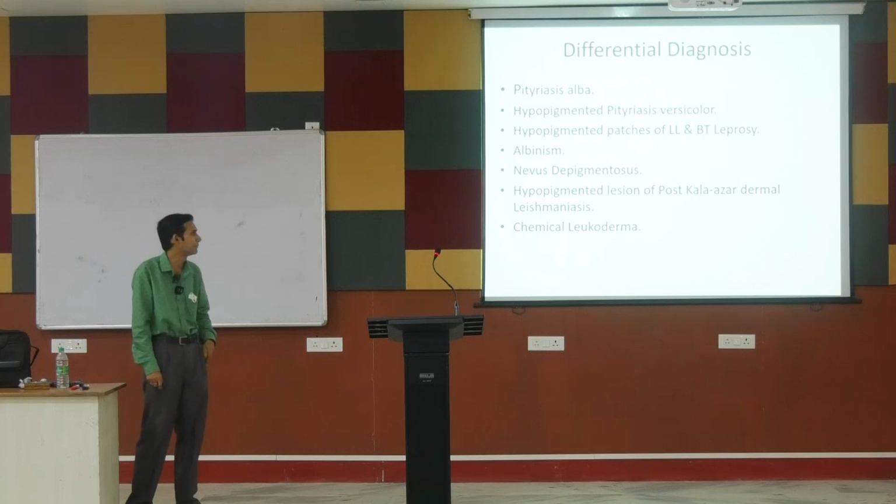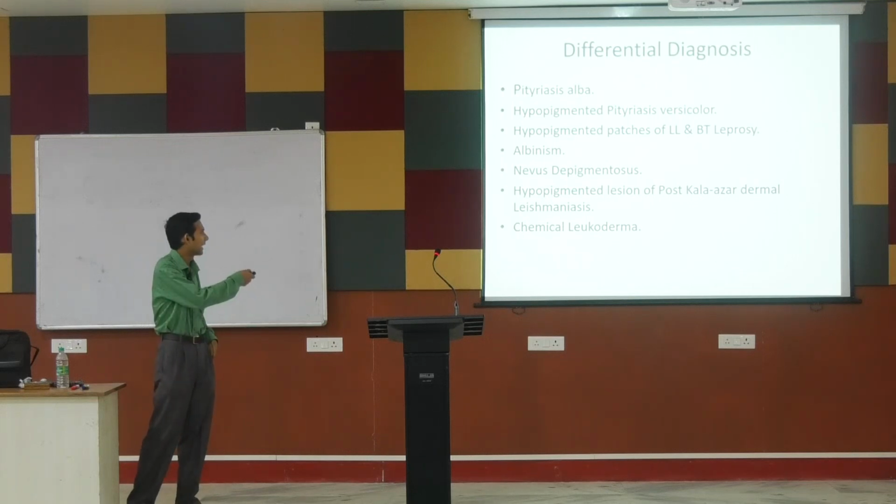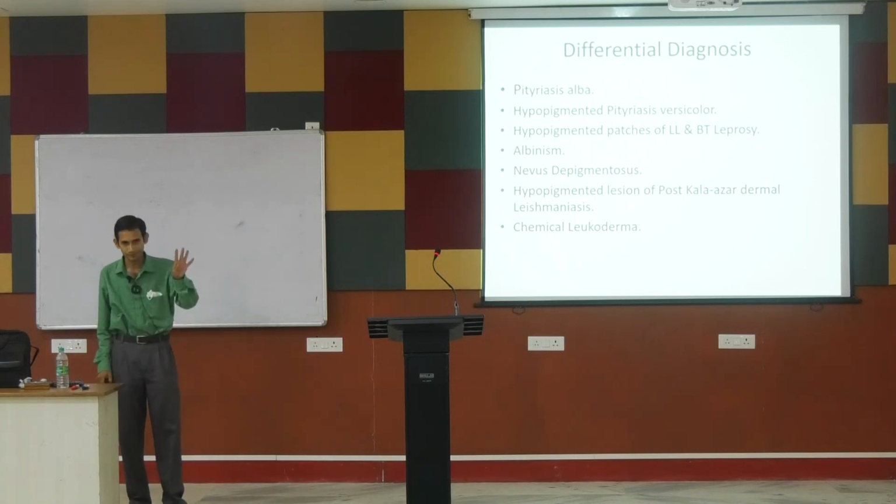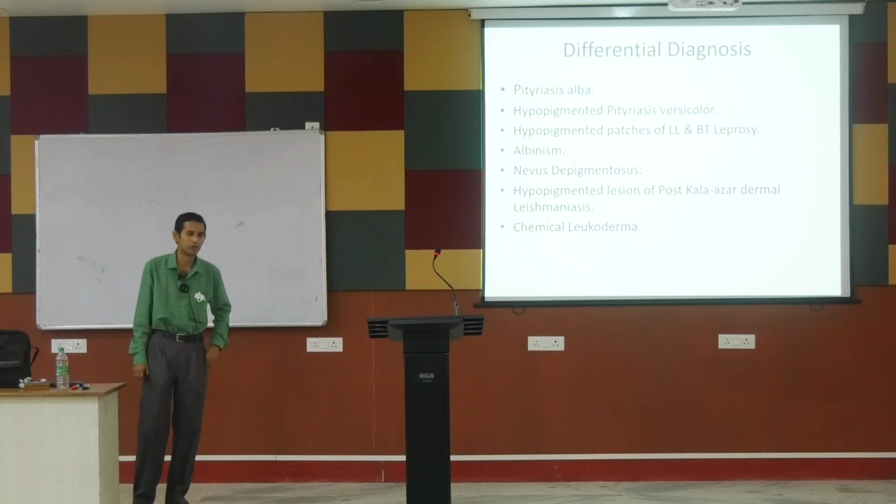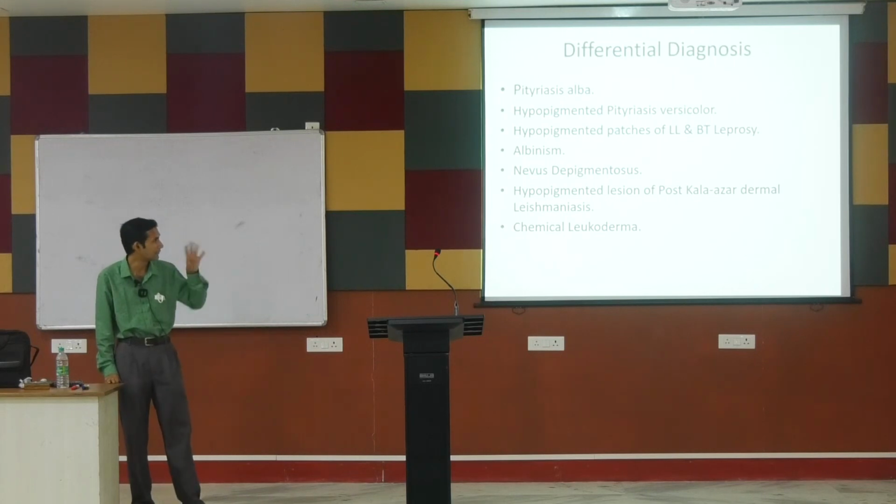Number 3 is the hypopigmented patches of the LL and BT Hansen's disease or leprosy. Borderline tuberculoid or lepromatous leprosy patient. So how can it be differentiated?